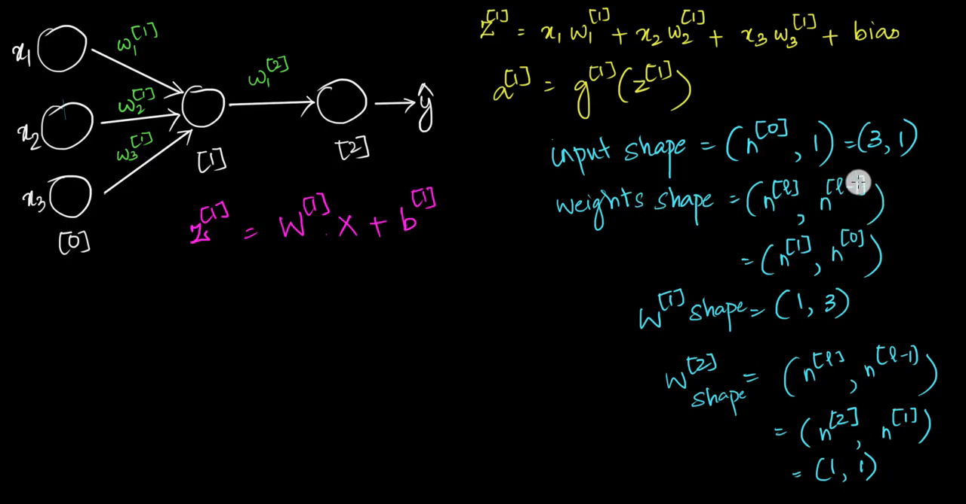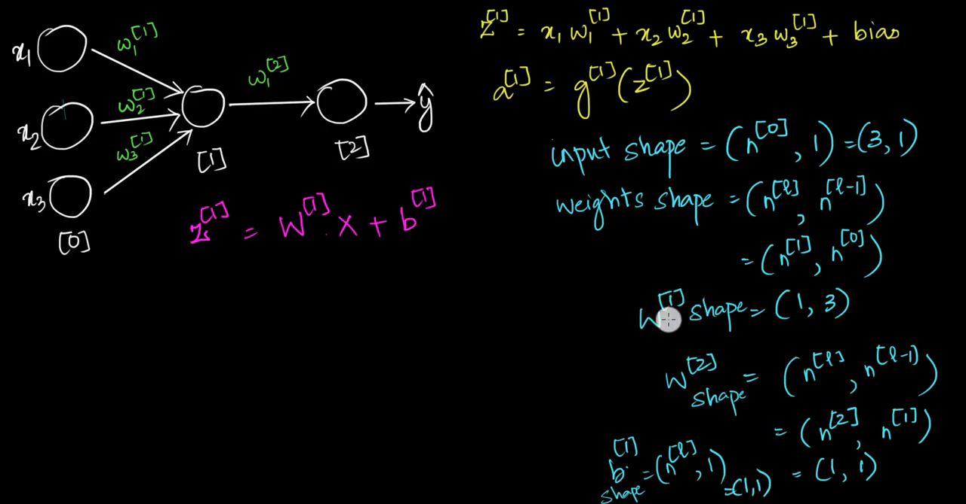I'll tell you why we are following this specific formula to calculate shapes. And the next parameter, bias. So if you are calculating the bias for the first layer, then the bias shape will be the number of neurons in that layer, comma 1. In our case, the number of neurons in the first layer is 1, so 1 comma 1 will be the bias shape.